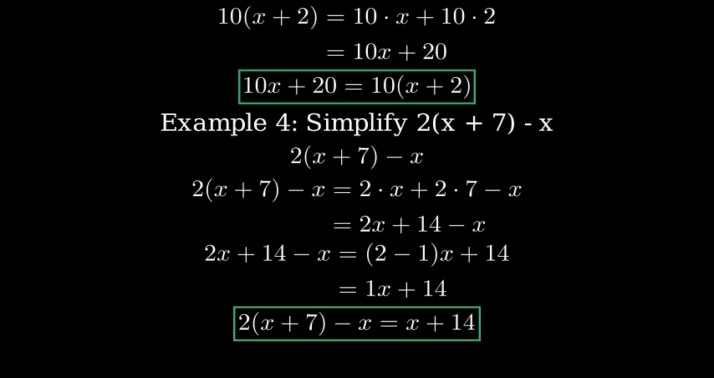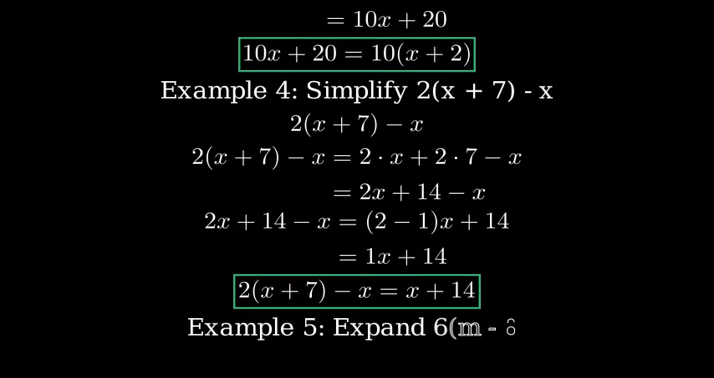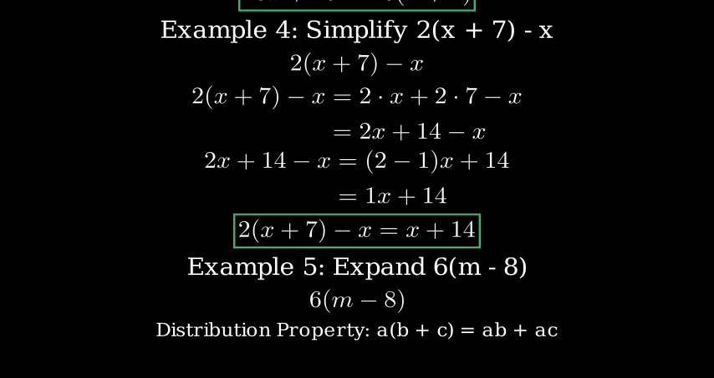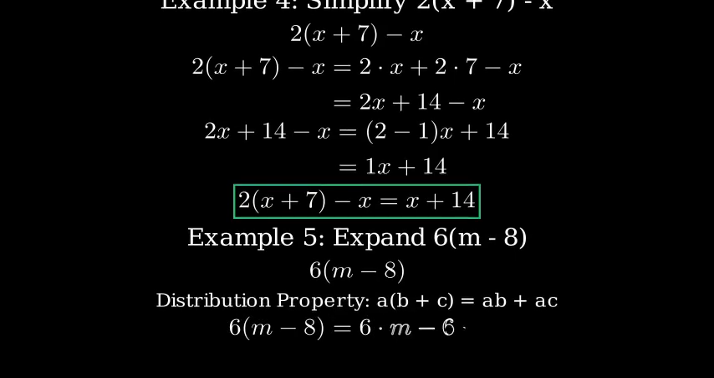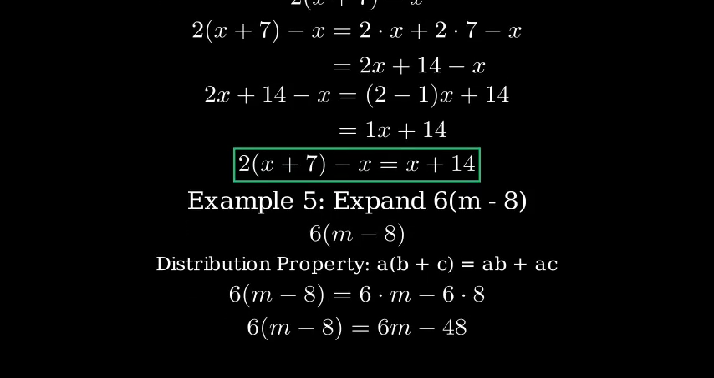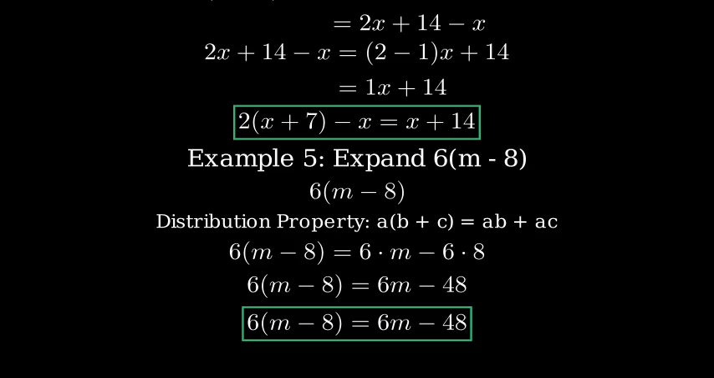For our final example, we need to expand the expression 6 times (m minus 8). To expand this expression, we distribute the coefficient 6 to each term inside the parentheses. 6 times m equals 6m, and 6 times negative 8 equals negative 48. So our expanded expression is 6m minus 48.